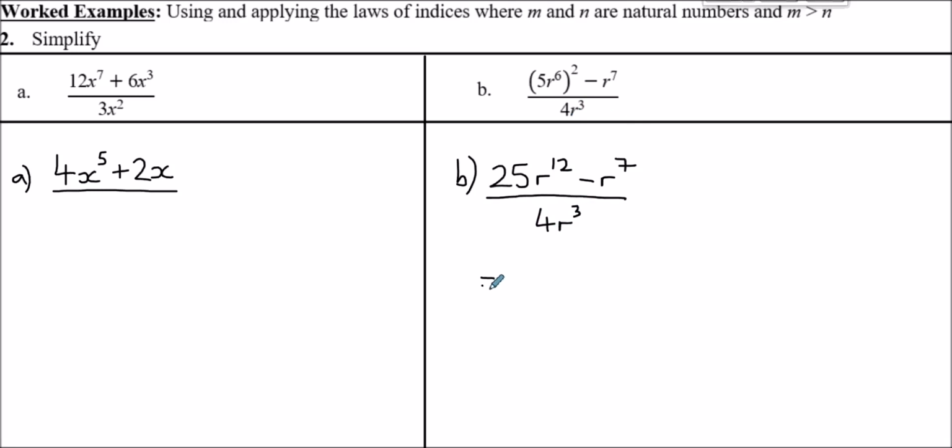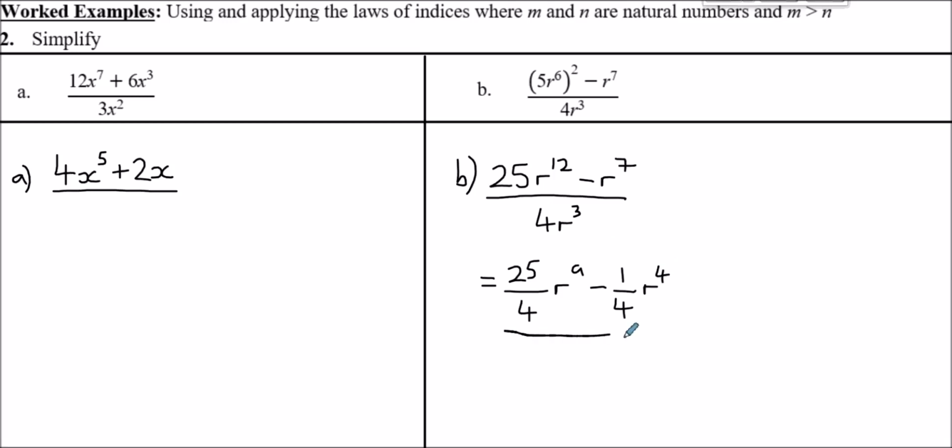This can be simplified down slightly. 25 divided by 4, I'm just going to leave this as 25 over 4. The new power of r will be 12 minus 3, which will be r to the 9. Then we can minus off a quarter, because we're dividing by 4 on the bottom. r^7 divided by r^3. 7 minus 3 gives us r to the power 4.